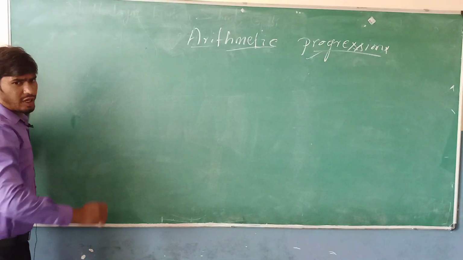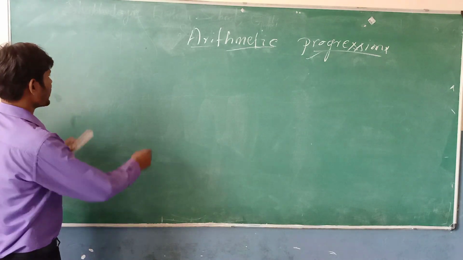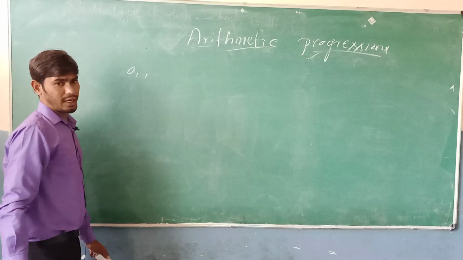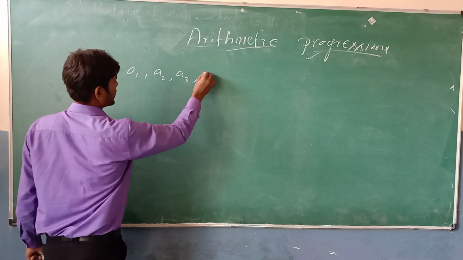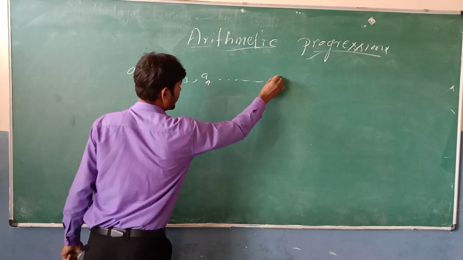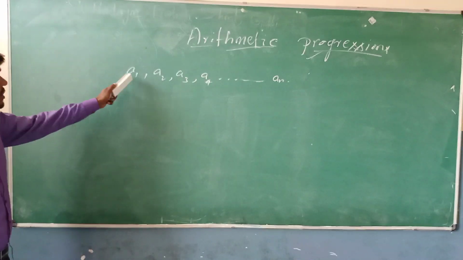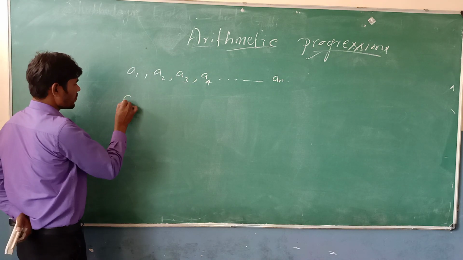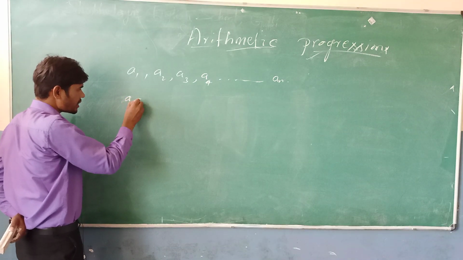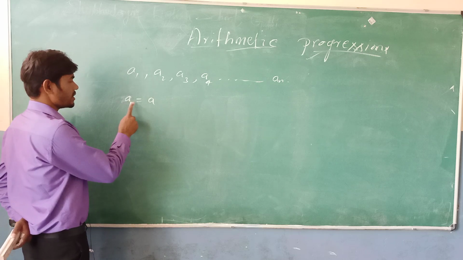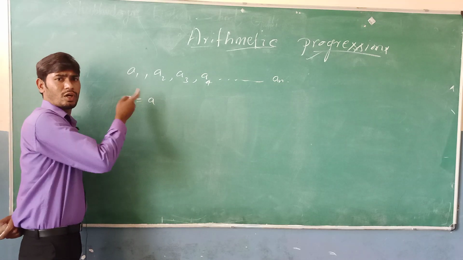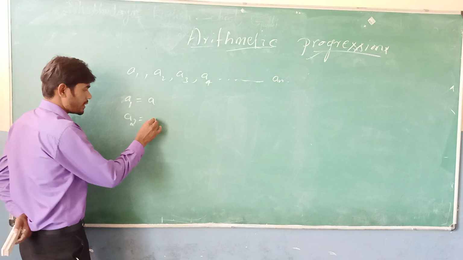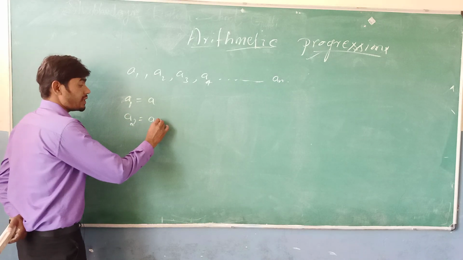Then how can the general form of an arithmetic progression be written? You all know that in alphabetic letters the terms are written as A1, A2, A3, A4, and so on, up to the nth term, An. By using this, the general terms will be written. A1 is equal to the first term a. Next, A2 is equal to the previous term a plus what? The difference will be added.